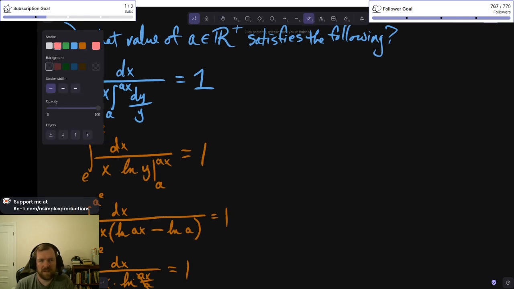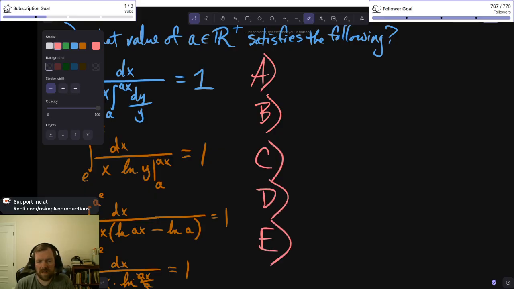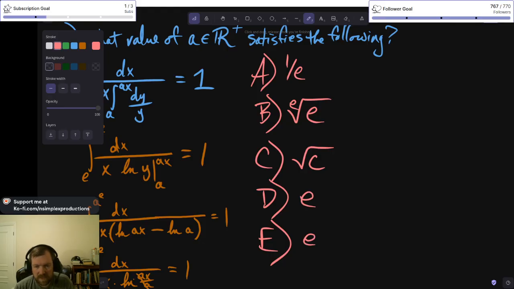Okay. Let's see. A. 1 over e. B. Eth root of e. That's a fun one. C. Root e. D. e. And E. e squared.